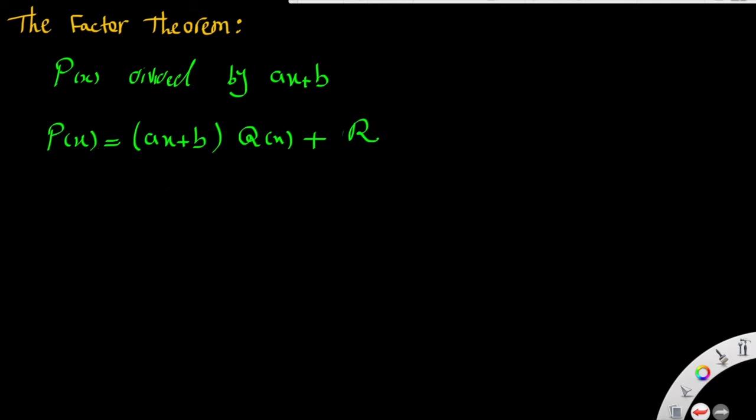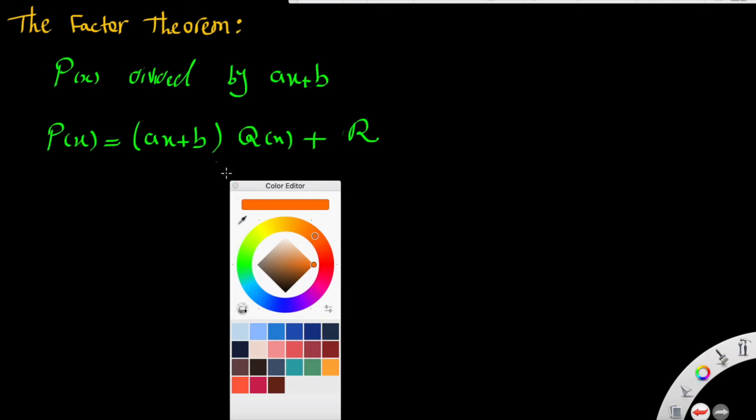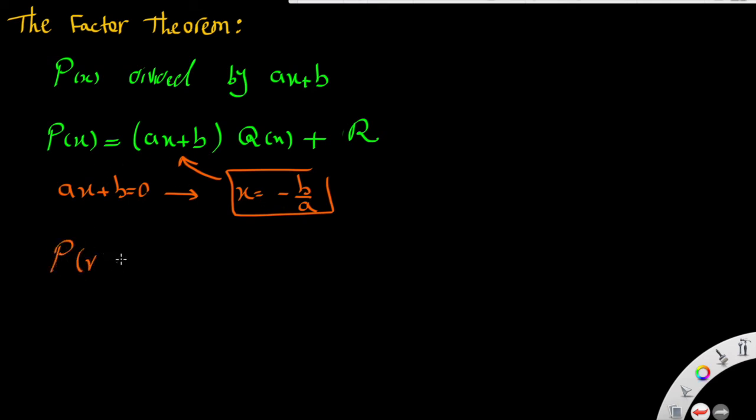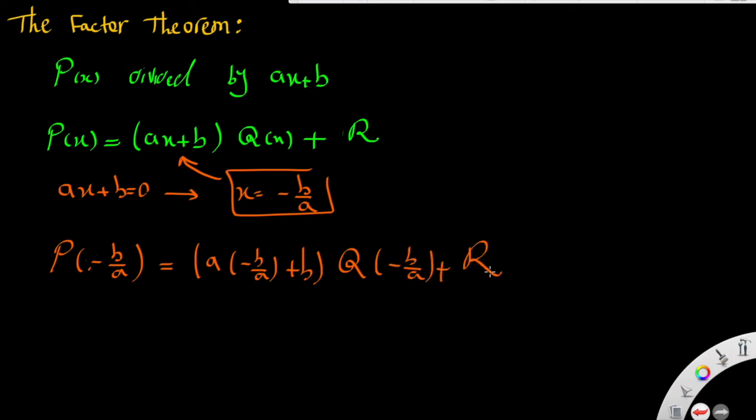Now, first find the root of ax plus b, your divisor, which is equal to 0. x is equal to minus b over a. Now I replace this minus b over a in the equation. So p of minus b over a is equal to a times minus b over a plus b, times q of minus b over a, plus the remainder.